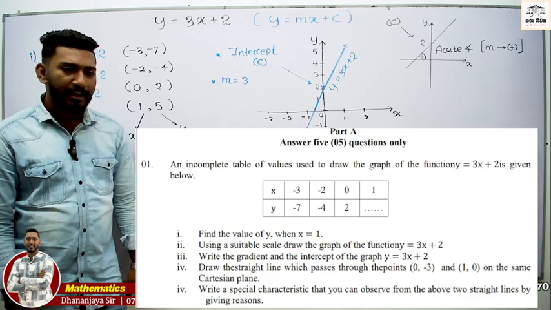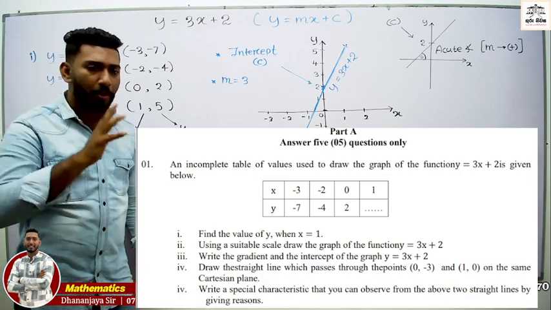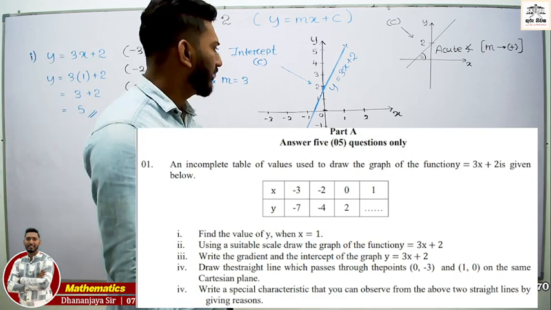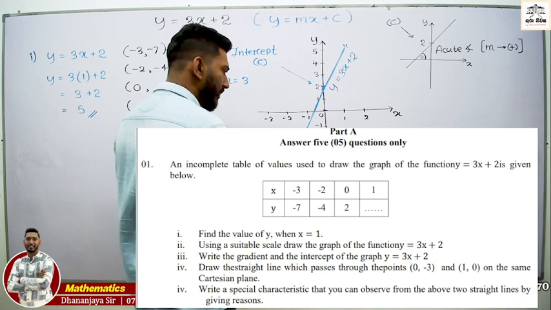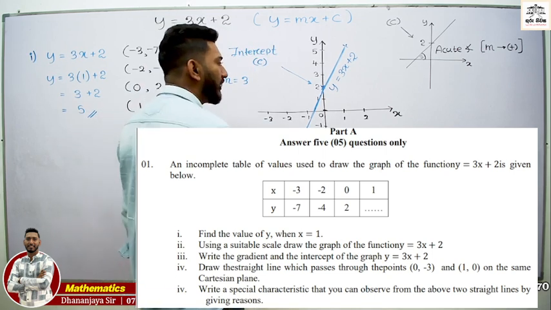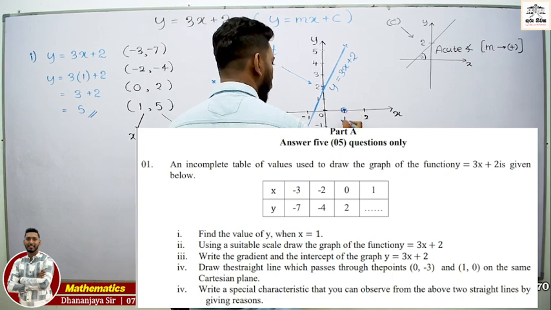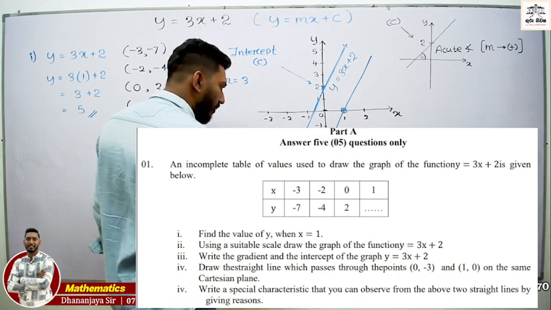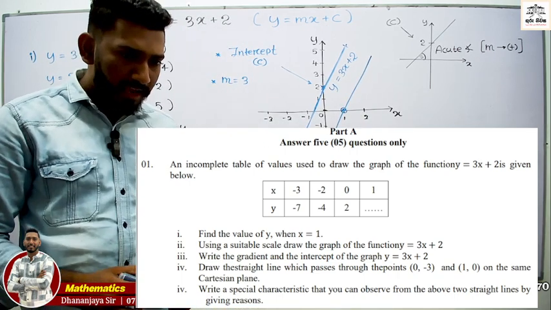Draw the straight line which passes through the points (0, minus 3) and (1, 0). Let's see what this says. (0, minus 3) is here, and (1, 0) is here. You are asked to draw it. I have drawn it. Right?